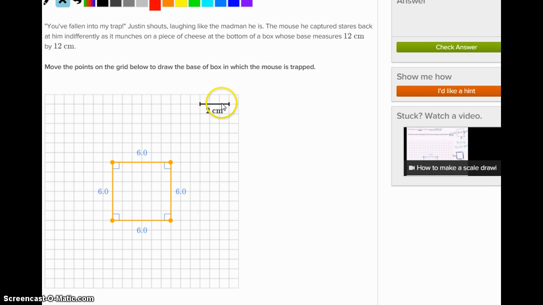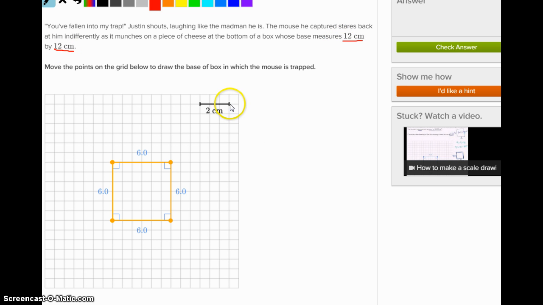Okay, the last way of looking at this. The problem says, "You've fallen into my trap," Justin shouts, laughing like the madman he is. The mouse he captures stares back at him indifferently as it munches on a piece of cheese at the bottom of a box, whose base measures 12 centimeters by 12 centimeters. That's the part I care about. 12 centimeters by 12 centimeters.